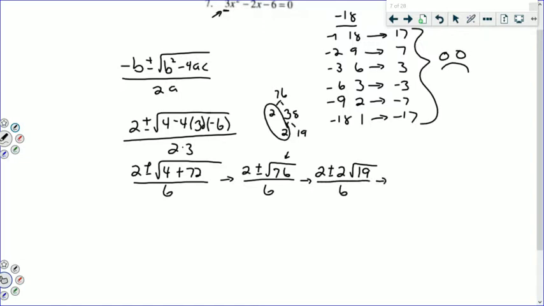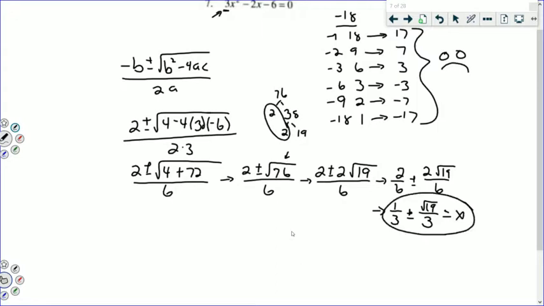Which we can then split into 2 fractions: 2 over 6 plus or minus 2 square root 19 over 6. This left guy reduces to 1 over 3 plus or minus this guy; the 2 and 6 here reduce to 1/3. So 1 times the square root of 19 is the square root of 19 over 3. So this is going to be our x value: 1 plus or minus the square root of 19, all divided by 3, is equal to our x value.